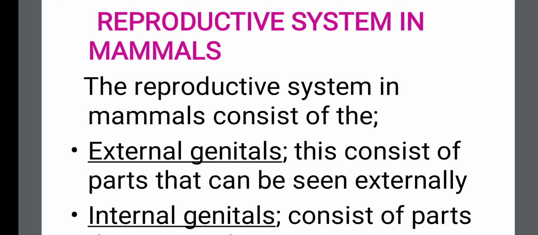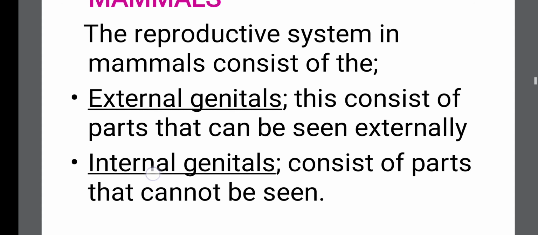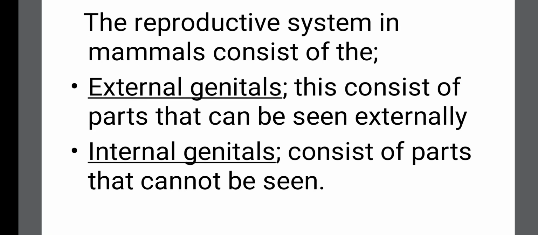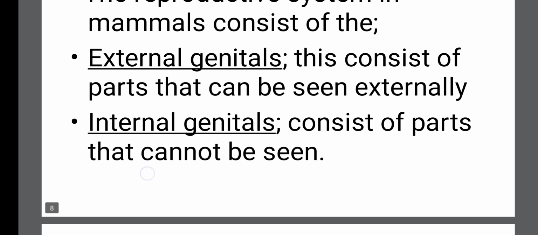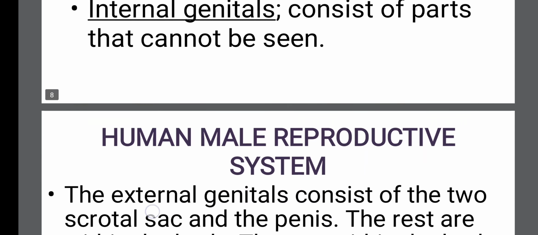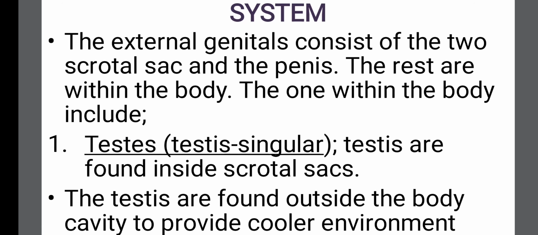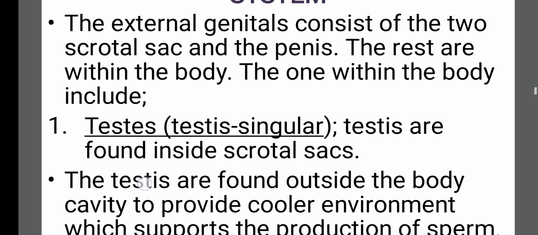Reproductive system in mammals. The reproductive system in mammals consists of number 1, external genitals. Number 2, internal genitals. The external genitals consist of parts that can be seen easily, while the internal genitals consist of parts that cannot be seen. Now let's pick them one by one. This is what I want to talk about now. Human male reproductive system. The external genitals consist of the scrotal sac and the penis. These are the ones you can see outside.